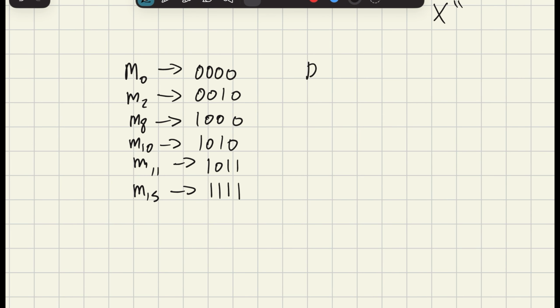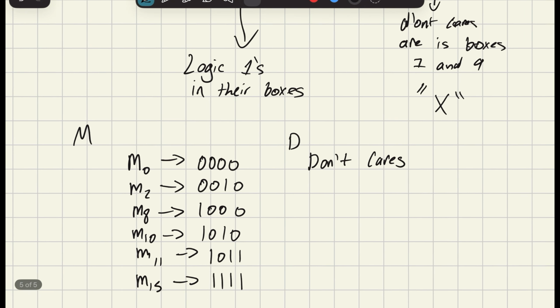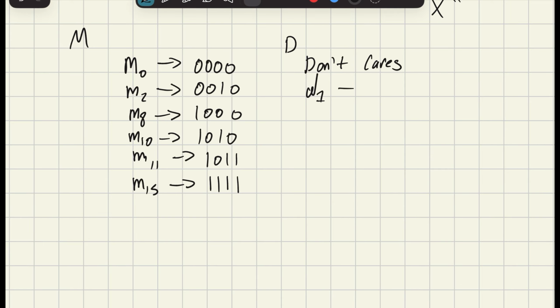And then our don't cares. So let's say this is M, this would be our D. We're going to say they're at 1 and 9. So we're going to say D1 would be at 0, 0, 0, 1, and D9 would be at 1, 0, 0, 1.